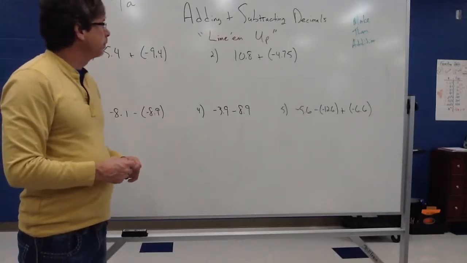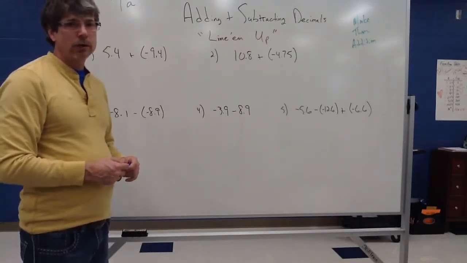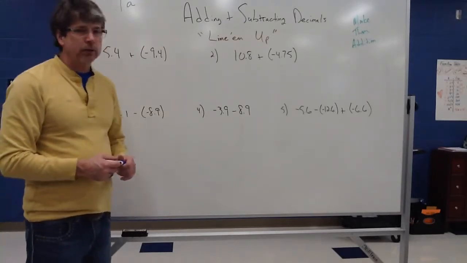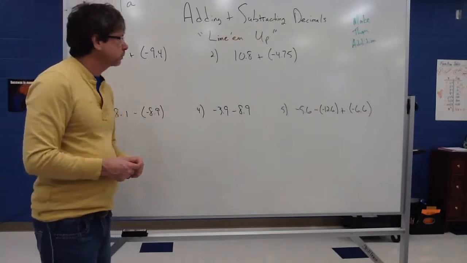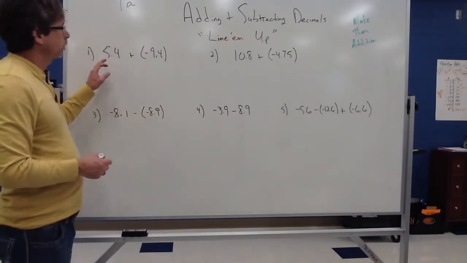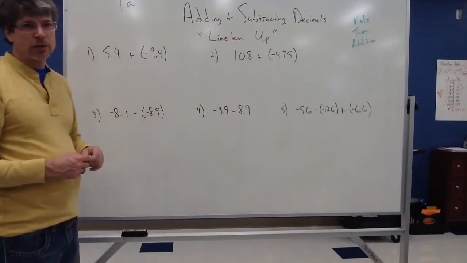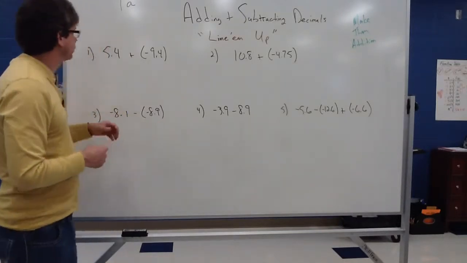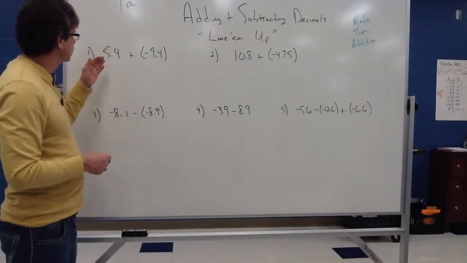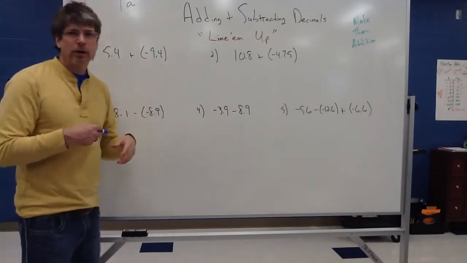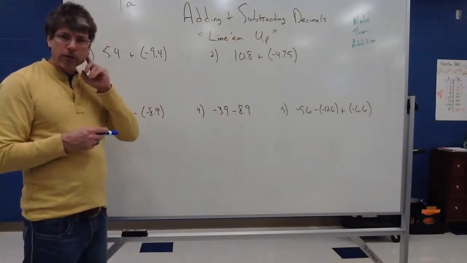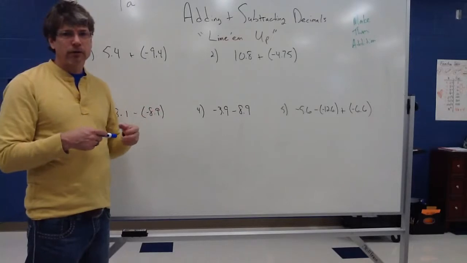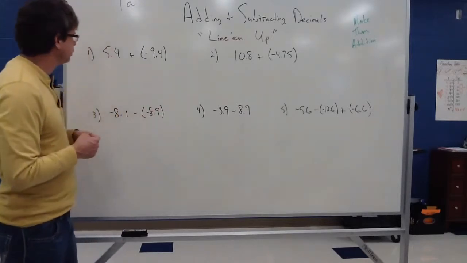So welcome back. This evening we're going to work with adding and subtracting decimals. Again, we're going to deal with rational numbers. Remember, rational numbers are any numbers that can be expressed as fractions. And one of the things we learned is that when you are adding decimals, you want to line up the decimal. But we also have to follow the rules of positive and negative numbers as we go along.